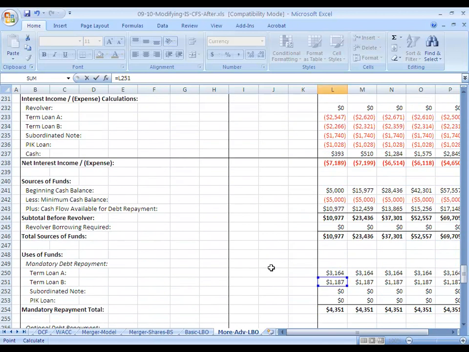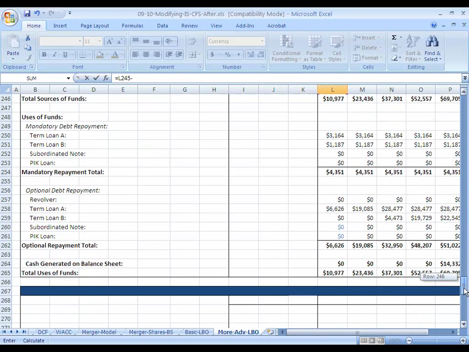So if there's revolver borrowing required, that means that our revolver balance will go up here. If debt goes up, debt is a liability, so our cash flow goes up. So we're going to make sure that any revolver borrowing carries with it a positive sign here. And then any debt payoff will carry with it a negative sign because paying off debt requires cash. So I'm going to subtract the optional debt repayment for the revolver.